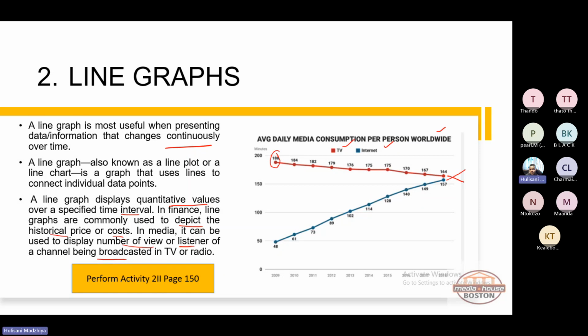I'm sure nowadays, if we were to look at this chart, we'd just put it the opposite way. That would actually represent the data. And as you can see here, we're talking about consumption. People used to spend 188 minutes on TV and 48 minutes on the internet. And as time grows, you will see that people now spend more hours on the internet than they spend on the television.